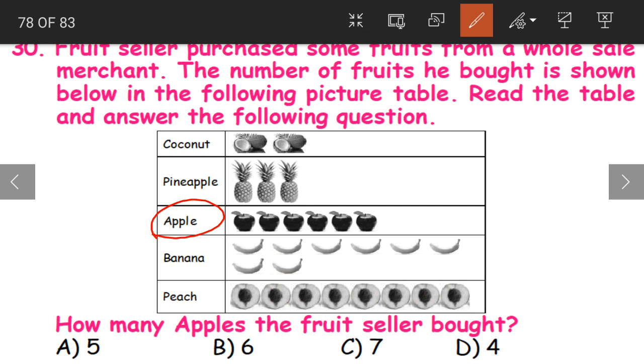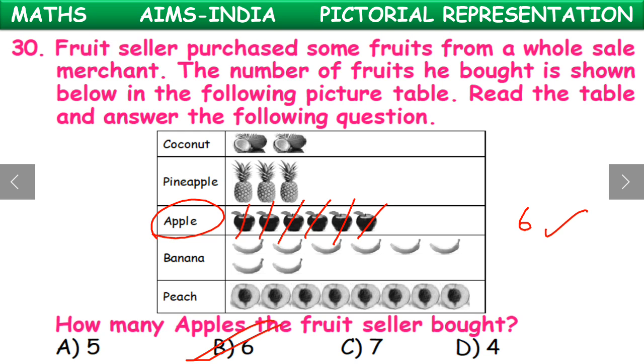So, we have to count the number of apples. 1, 2, 3, 4, 5, 6. 6 apples. So, option B, 6 becomes our correct answer.